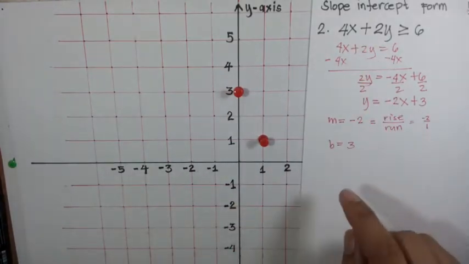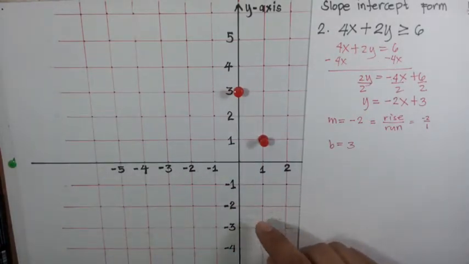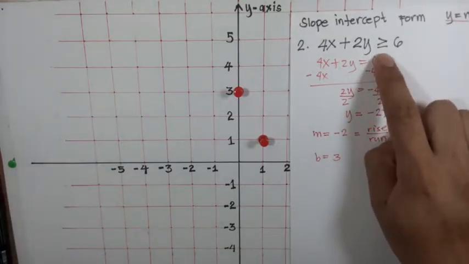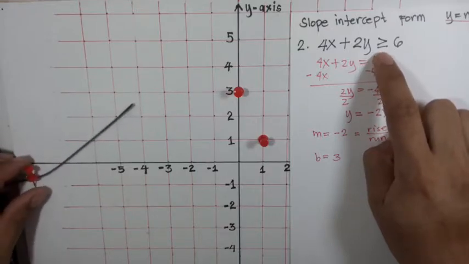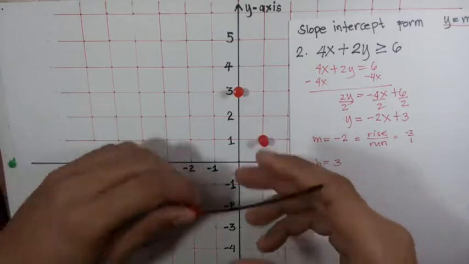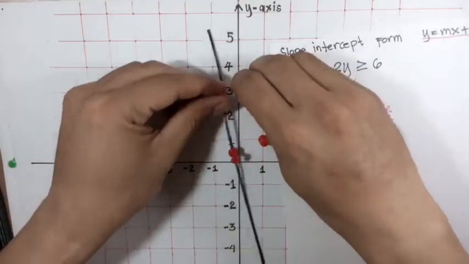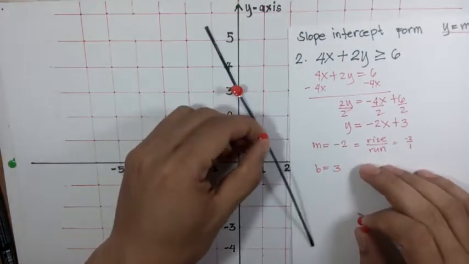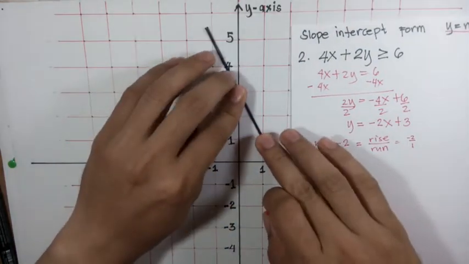Now, upon connecting that, you need to look at the inequality symbol. What is the inequality symbol? It is greater than or equal to. Now, when there is an equal symbol, the graph would be a solid line. So here, let's connect this one, and this is the result when we connect that.